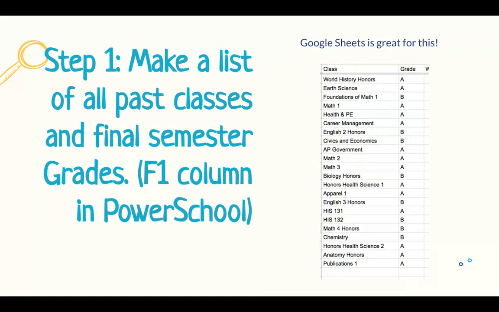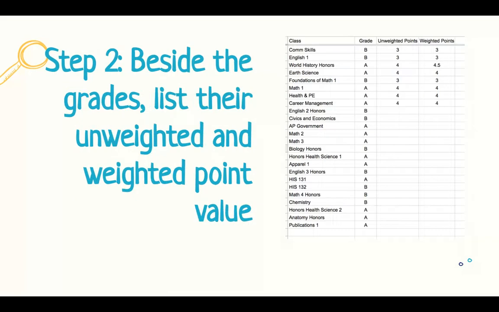To calculate your GPA, the first thing you're going to do is simply use Google Sheets or just a piece of paper and make a list of all of the classes that you've taken in high school and your final grades. If you're using PowerSchool to remember your final grades in previous classes, make sure you look at the F1 column. Beside the grade, you're going to list the unweighted and weighted point value.